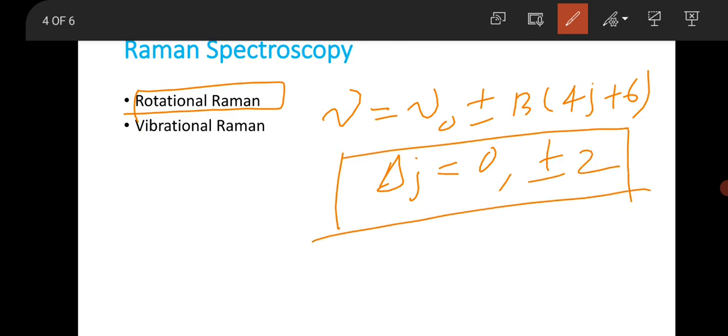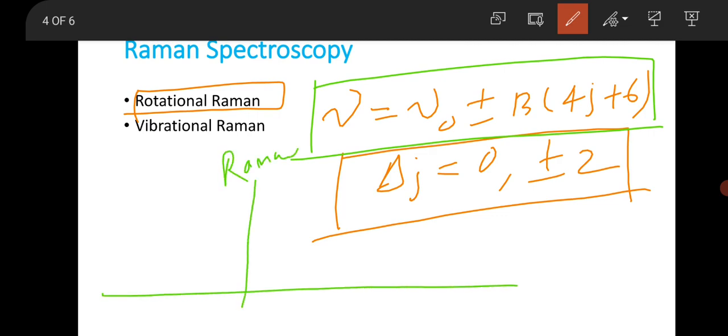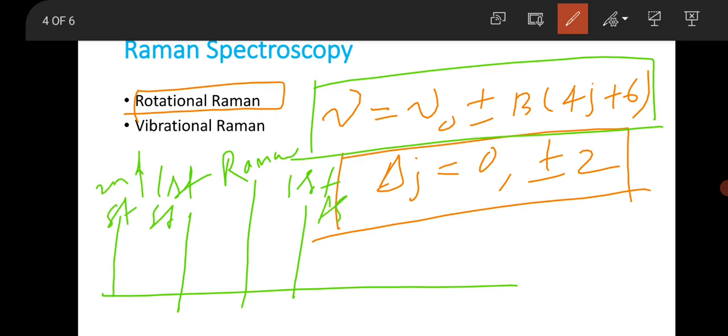Here I have to mention one thing. An important question comes from this expression. Suppose this is the Rayleigh line, this is the first Stokes line, and this is the first anti-Stokes line, and this is the second Stokes line, and this is the second anti-Stokes line. If you are asked to find the distance between this Rayleigh line and the first Stokes line, you have to put j equal to 0. If you put j equal to 0 in this expression, del mu will be 6b.